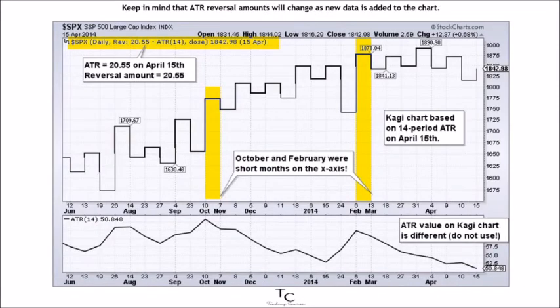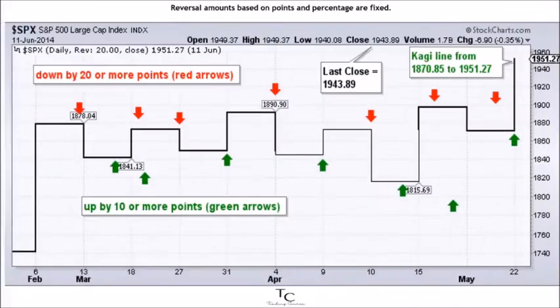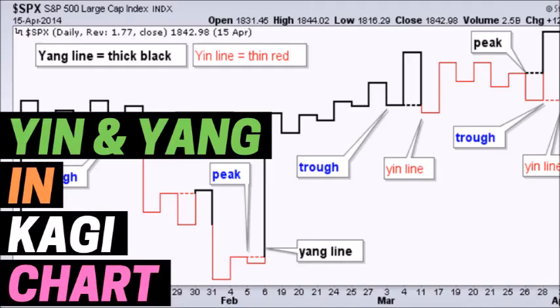Keep in mind that ATR reversal amounts will change as new data is added to the chart. Reversal amounts based on points and percentage are fixed.